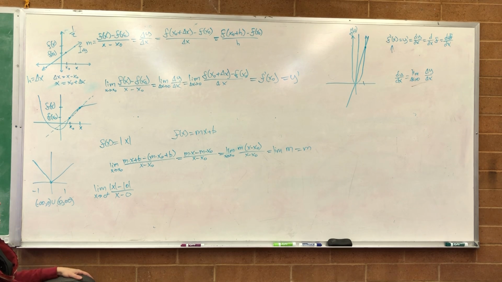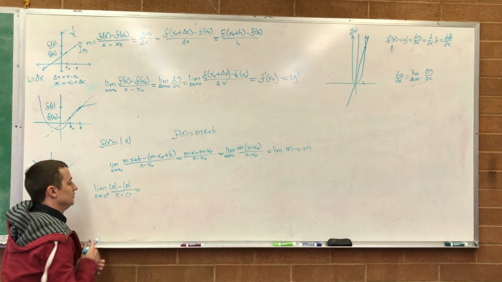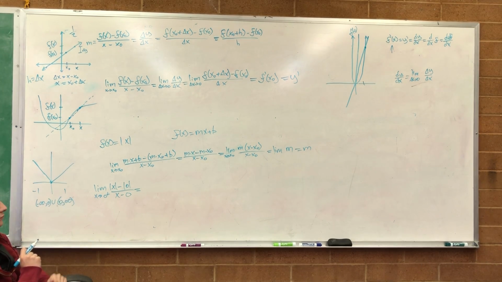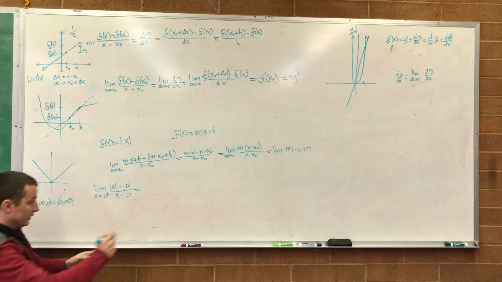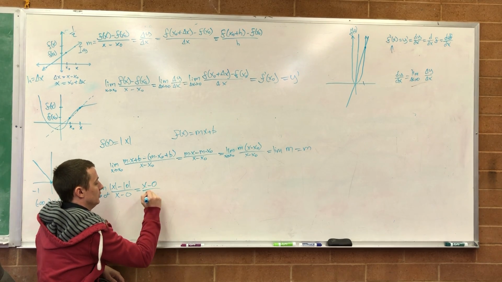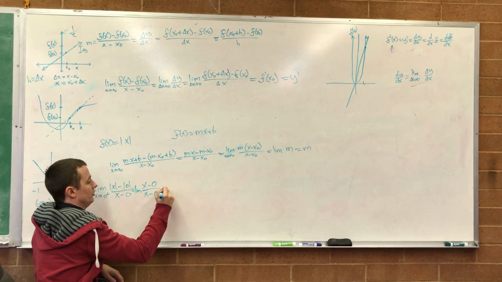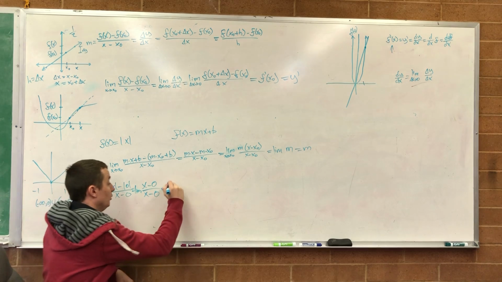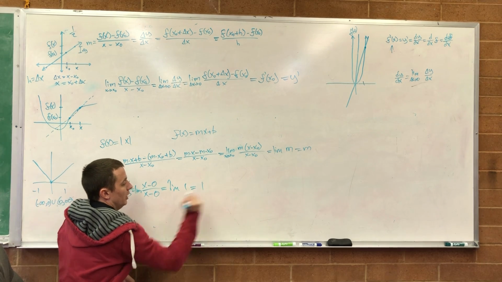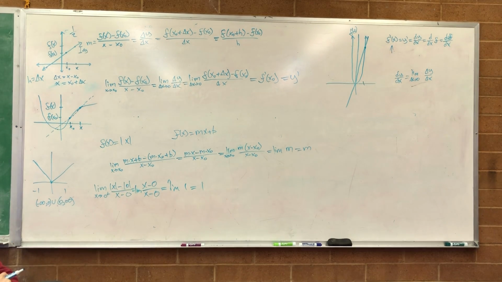Okay, approaching 0 from the right. We know absolute value is always positive, so this is equal to the limit of x minus 0 over x minus 0, which is equal to the limit of 1, which is 1. That's what we expected: the derivative over here is always 1. So that's also the case as we approach 0.